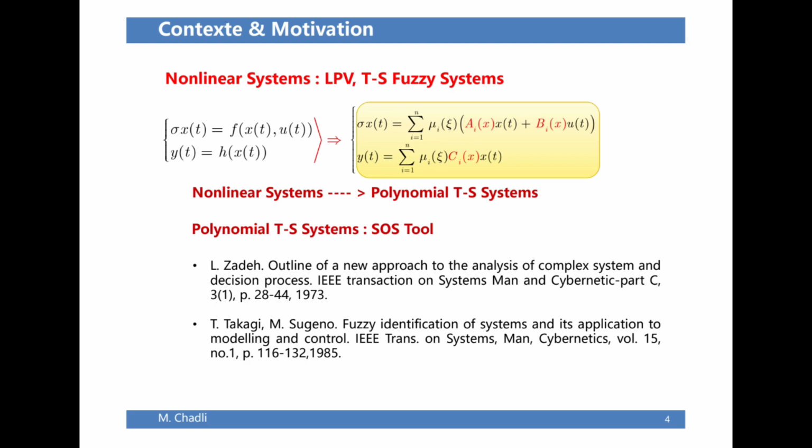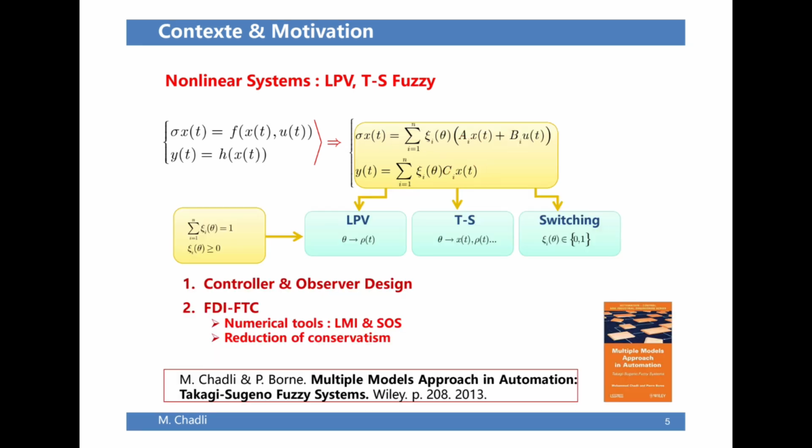But the polynomial TS system can be seen as a generalization of the classical TS system, because this approach contains the classical TS system. Some basic ideas can be found in these two references of Zadeh and of Takagi and Sugeno. This approach can include, as I said before, the LPV approach, as you can see here, because when the decision variable depending on the activation function is the parameter, in this case this approach can represent the LPV system.